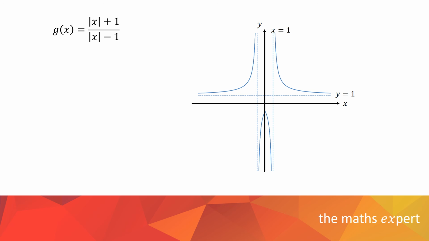We can see this also has an effect on the range, where there is no part of the graph for when y is between the horizontal asymptote of y equals 1 and the y-intercept. If we find the y-intercept by substituting in 0 for x, we can find the range of y is greater than 1 or less than -1.